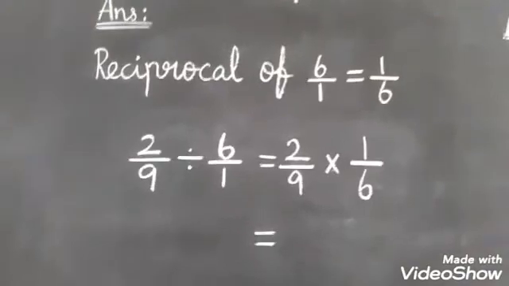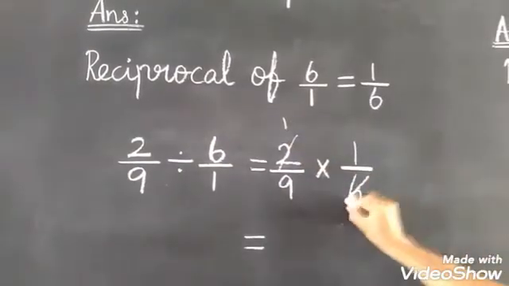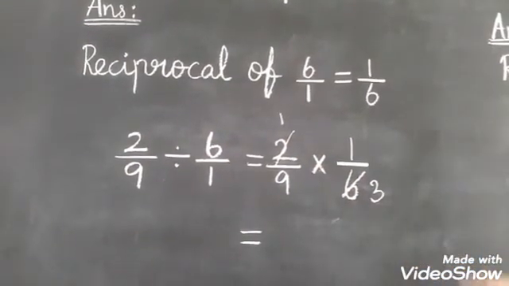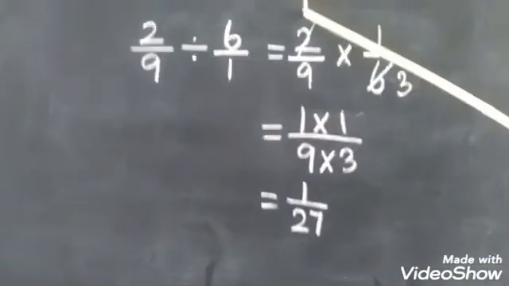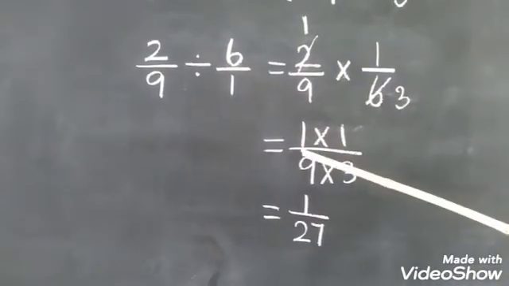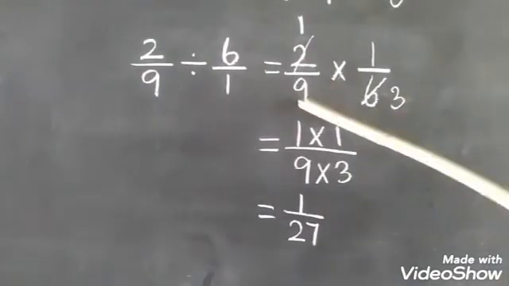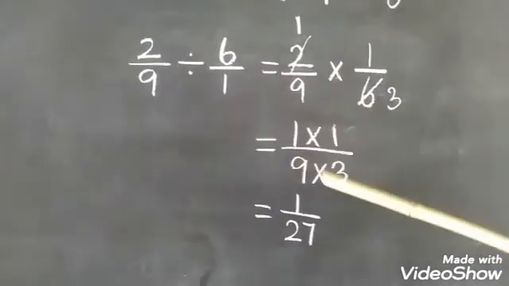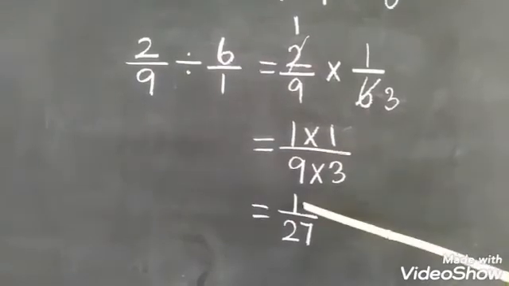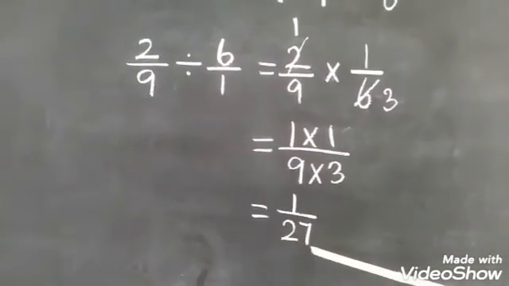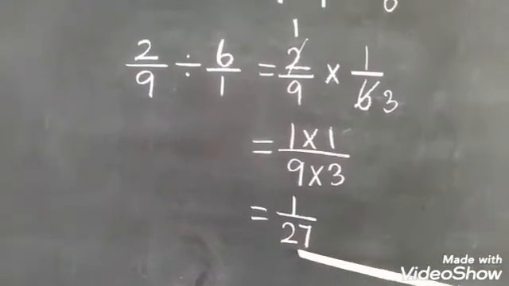Now we can multiply. Here first we can cancel by the 2 table. 1 2s are 2. 3 2s are 6. Now we have to multiply. We have 1 into 1, so in the numerator we write 1 into 1. In the denominator we have 9 and 3, so 9 into 3 we write. Multiply this. 1 1 is 1. 9 3s are 27. So the answer is 1 by 27.